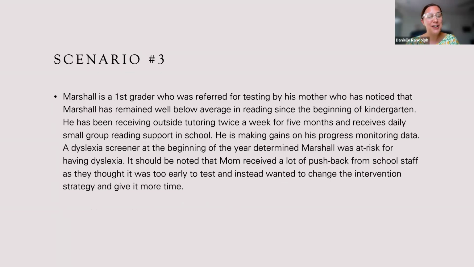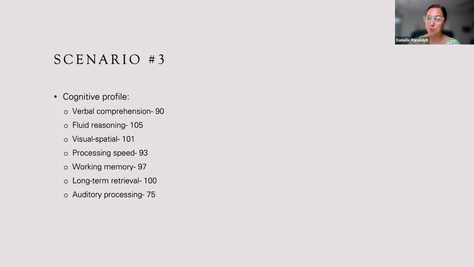Okay, so Marshall is a first grader, and he was referred for testing by his mother, who has noticed that he's remained well below average in reading since the beginning of kindergarten. He has been receiving outside tutoring twice a week for 5 months and receives daily small group reading support in school. He is making gains on his progress monitoring data. A dyslexia screener at the beginning of the year determined Marshall was at risk for having dyslexia. It should be noted that mom received a lot of pushback from school staff as they thought it was too early to test because he is in the first grade, and instead wanted to change the intervention strategy and give it some more time. But they did test and they moved forward with that.